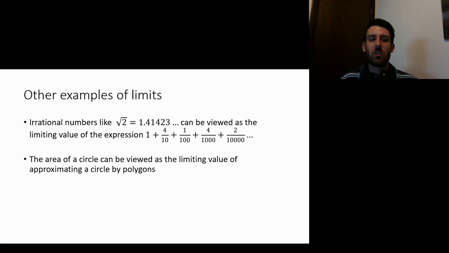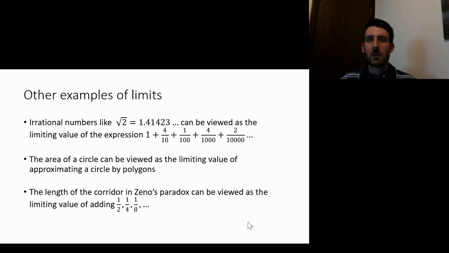Another example is we could just look at the area of the circle as being the limiting value of the area that we get from approximating the circle with polygons. We can also think about that paradox we know from Zeno that we were looking at, and that is if we're in a corridor and we're trying to go half of the distance and then half of that half, and so on, what is it that we would actually need to do to reach the end of the corridor? Well, here we can just simply look at adding 1/2 and 1/4 and 1/8 and say that the limiting value of doing something forever gets us to that destination of 1.